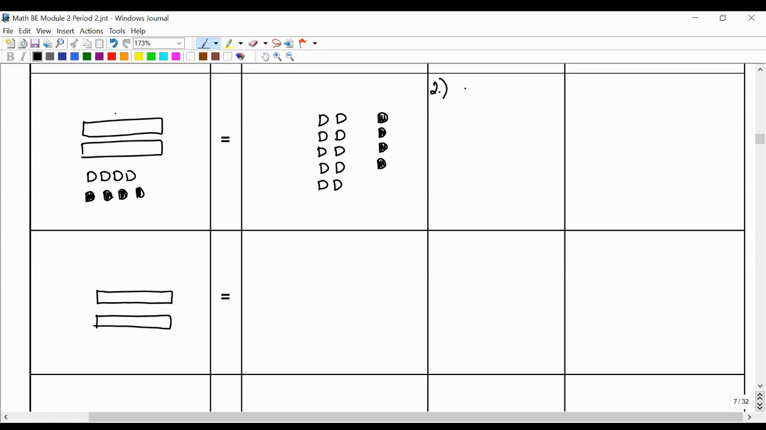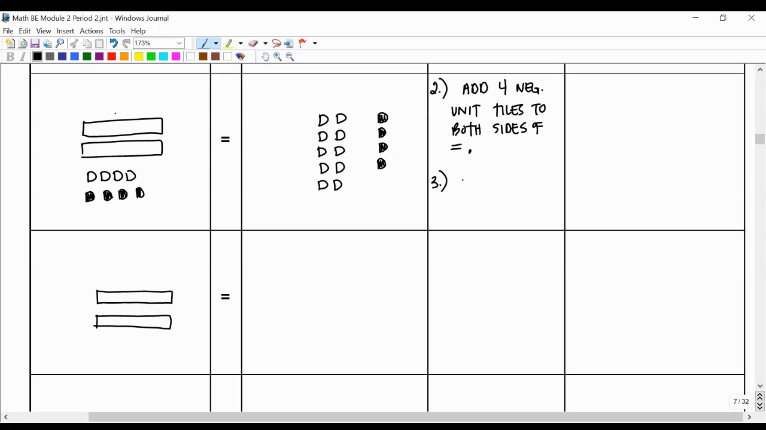So step 2 is add 4 negative unit tiles to both sides of my equal sign or equation.